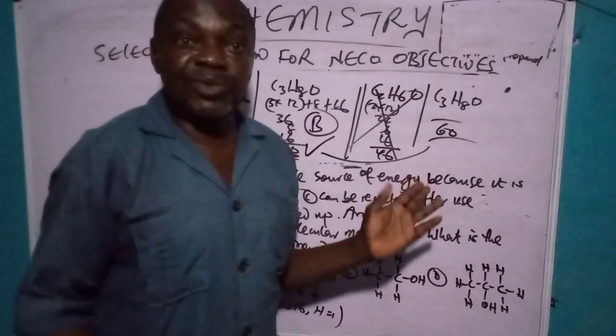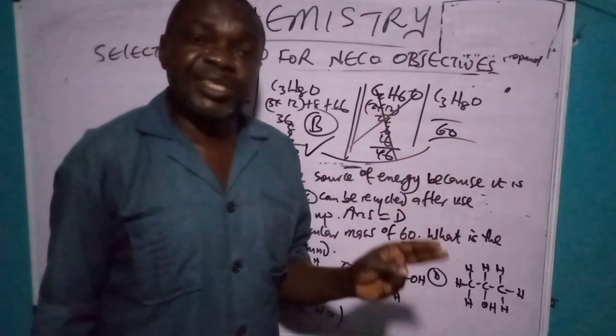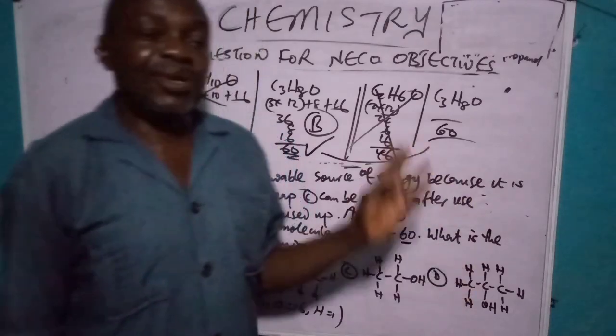So you see, it's a trickish question. You just calculate the molecular mass. Both of them give the same molecular mass, but the position of the OH will now tell you whether it's a primary alkanol or a secondary alkanol.